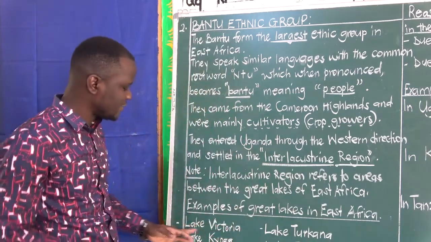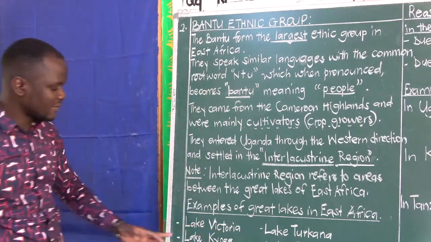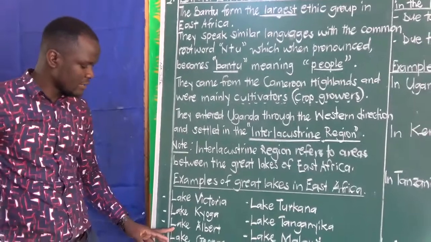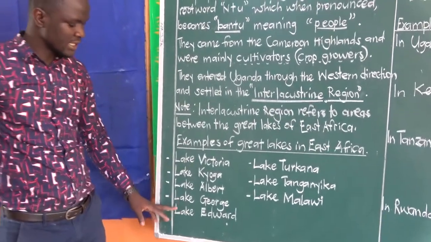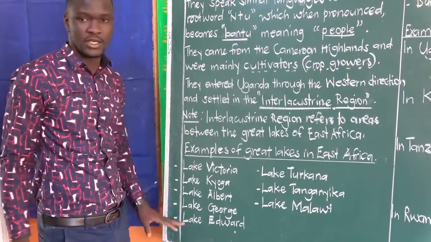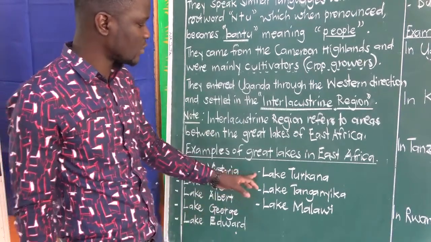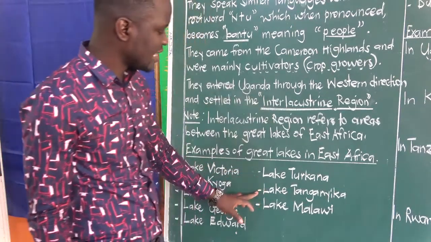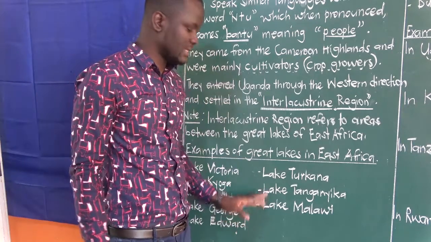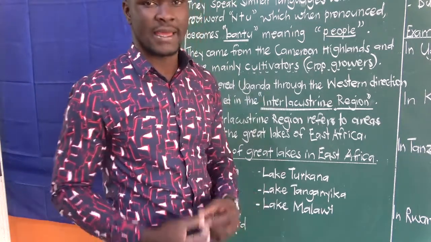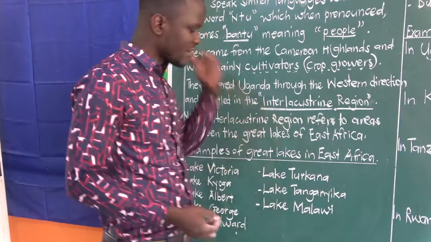We have Lake Victoria, Lake Kyoga, Lake Albert, Lake George, Lake Edward. All these are in Uganda. And then we have Lake Turkana, that is in Kenya. We have Lake Tanganyika, and that is in Tanzania. And also we have Lake Malawi. So these are among others.